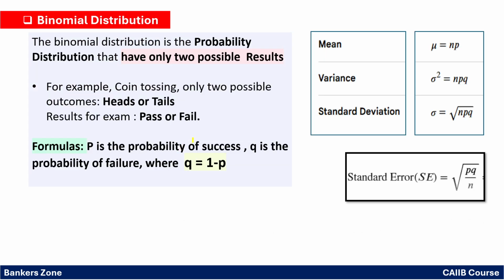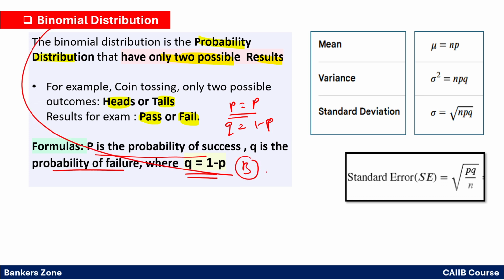What is binomial distribution? It is a probability distribution that has only two possible results. For example, if you toss a coin, you will have either head or tail. In the exam, you can either pass or fail. There is no middle way. When we have only two possibilities, P is the probability of passing, or success, and Q is the probability of failure. So Q is nothing but 1 minus P. Very simple. What is binomial? Bi means 2. Only two possibilities, either pass or fail, either head or tail.